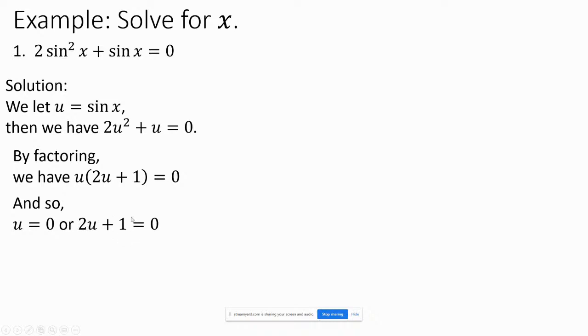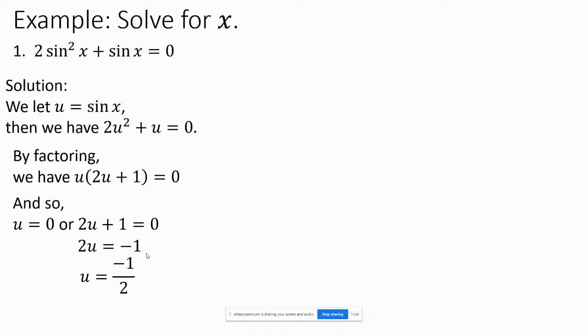Solving further this one, add negative 1 to both sides, or subtract 1 from both sides. We have 2u equals negative 1. And then, we want the coefficient of u to be equal to 1. So, we need to divide both sides by 2. So, u is negative 1/2.